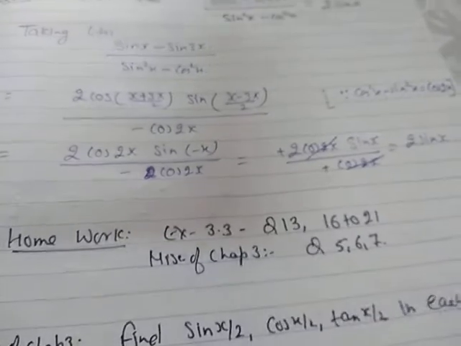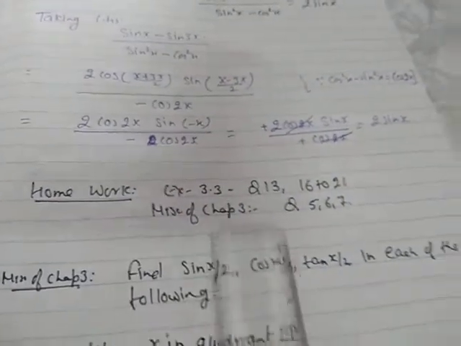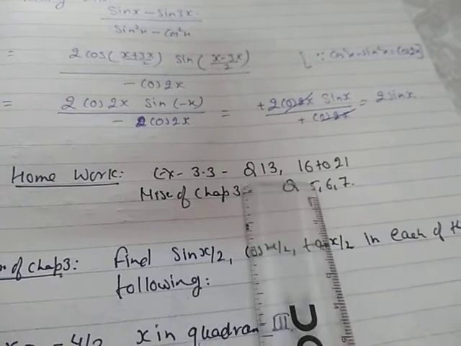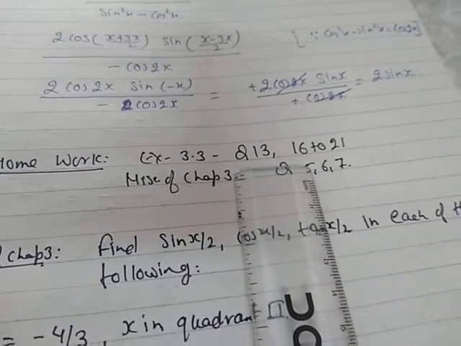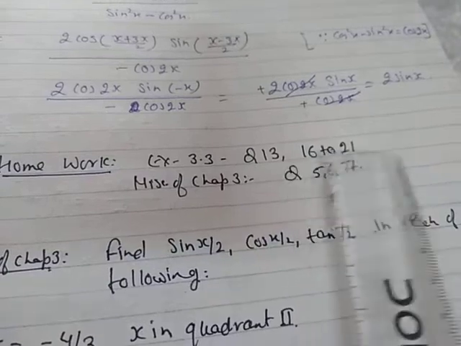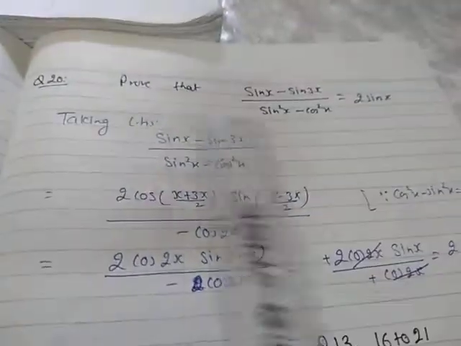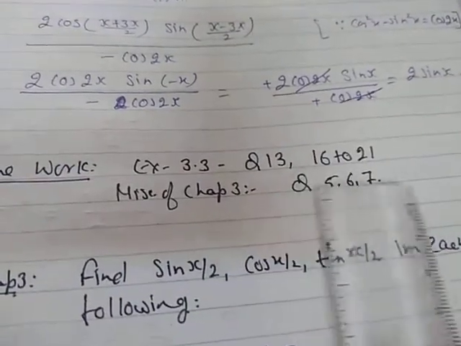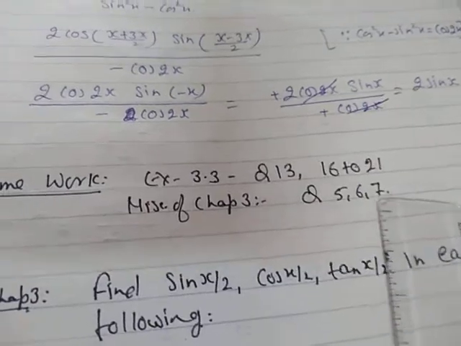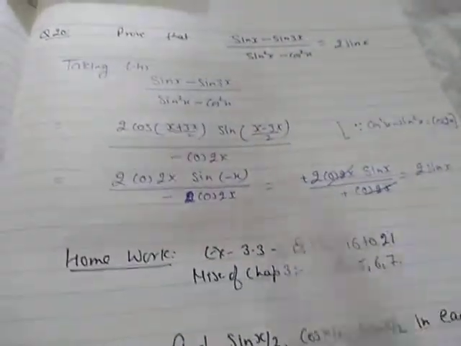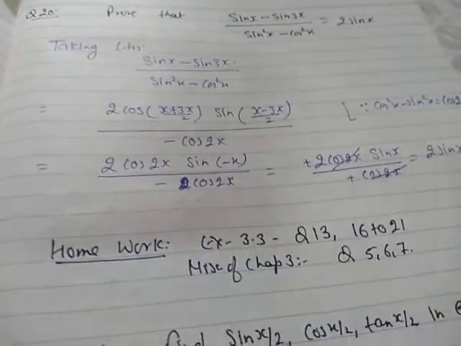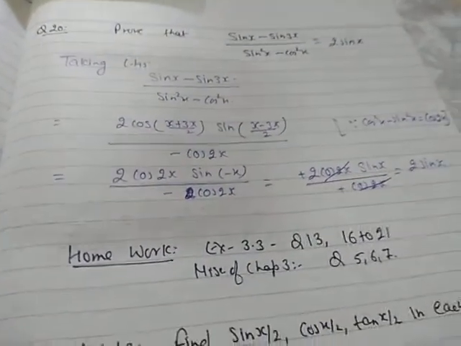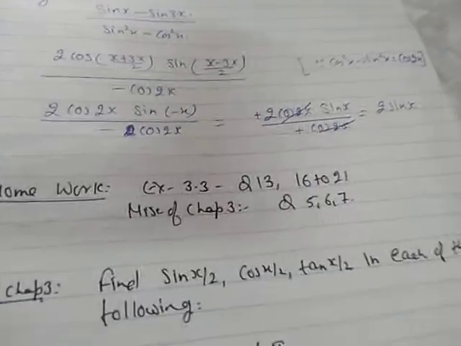Okay. Now, earlier I told you the homework. Homework is exercise 3.3, question number 13, which is based on question number 12. Question number 16 to 21, which is based on question number 20. And in miscellaneous of chapter 3, question number 5, 6, 7 are also based on this concept. That is sin A plus sin B, cos A plus cos B, sin A minus sin B, and cos A minus cos B. So, you have to do all the questions by yourself, and if you are having any doubt, then you can ask me.